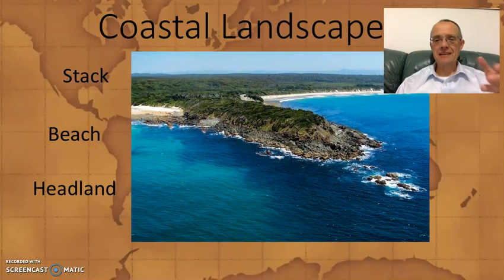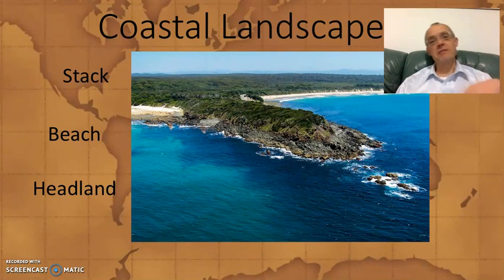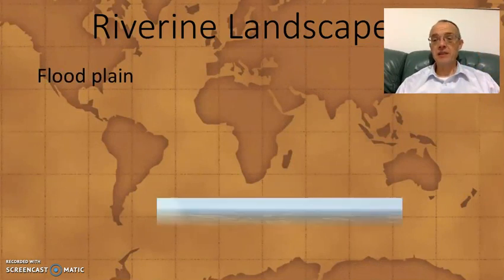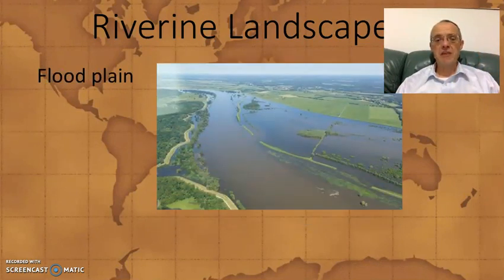And a headland, as you can see here, is a piece of land that sticks out to the sea. It's surrounded on three sides by water. So that's one of the many things part of a coastal landscape. There are many, many others. Okay, riverine landscapes. These are landscapes where rivers run. One of the landforms there could be a floodplain, the area around the river that floods out when the river's in flood.